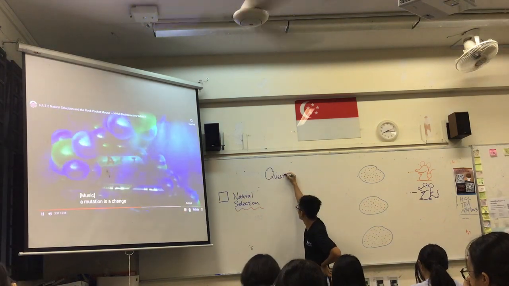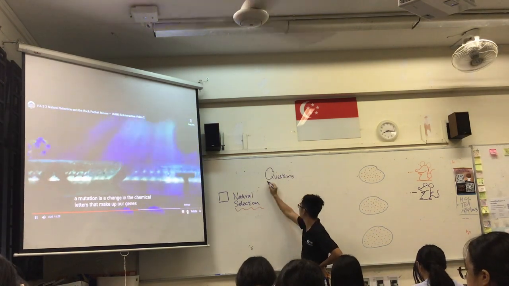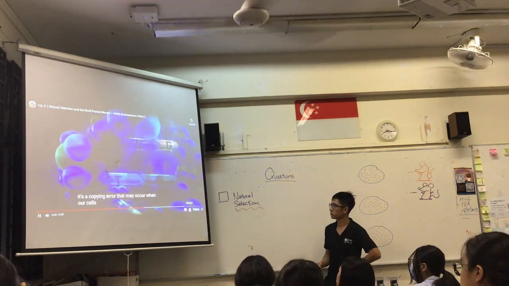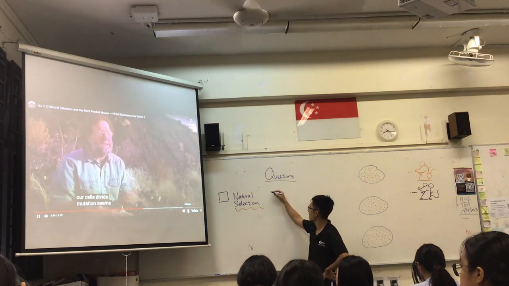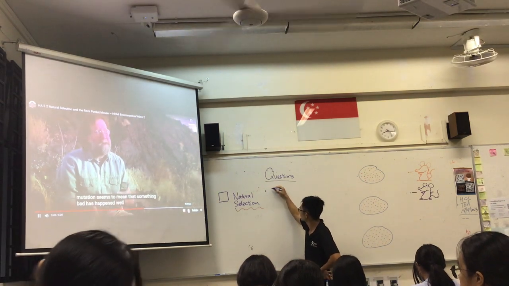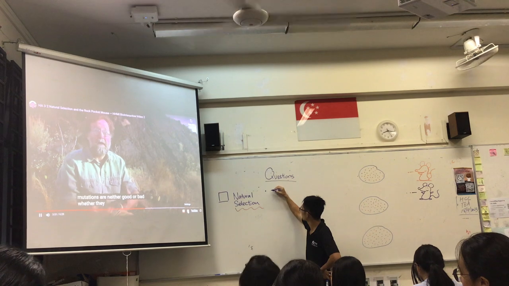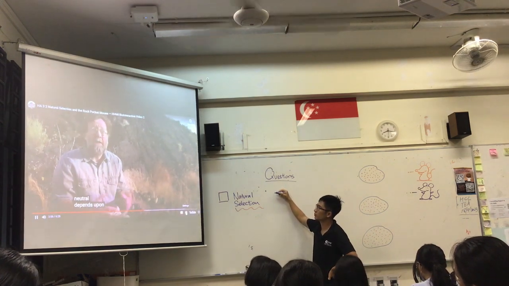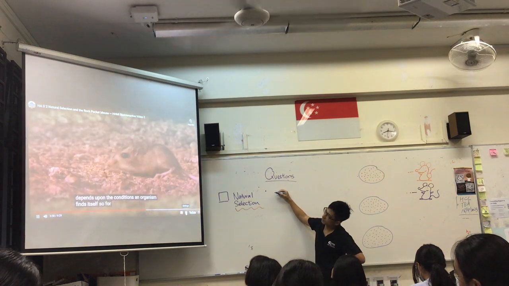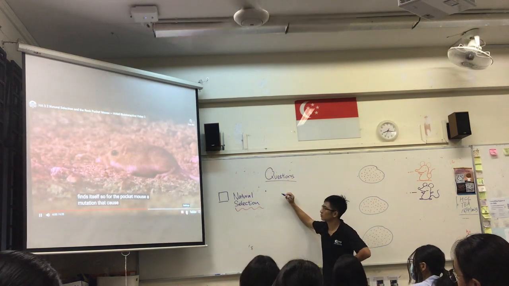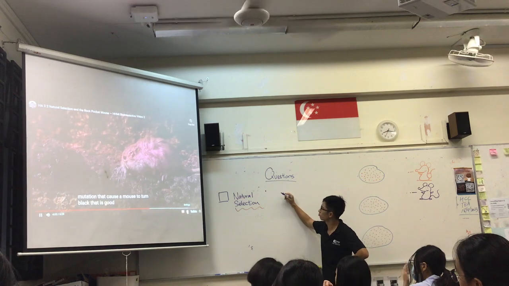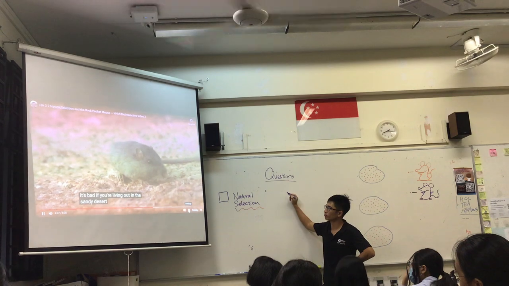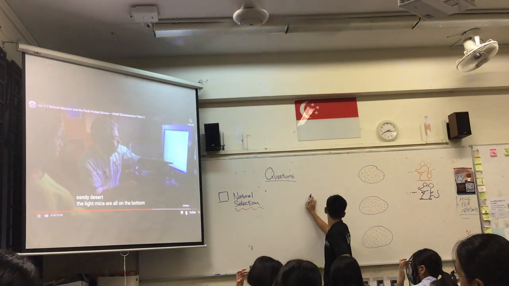A mutation is a change in the chemical letters that make up our genes. It's a copying error that may occur when our cells divide. Mutation seems to mean something bad is happening. Well, mutations are neither good nor bad. Whether they are favored or rejected or just neutral depends upon the conditions the organism finds itself in. So for the pocket mouse, a mutation that caused the mouse to turn black is good if you're living on black rock, and it's bad if you're living out in the sandy desert.